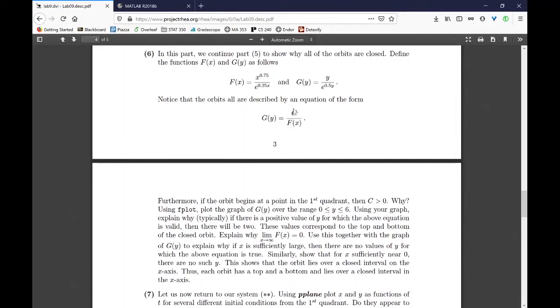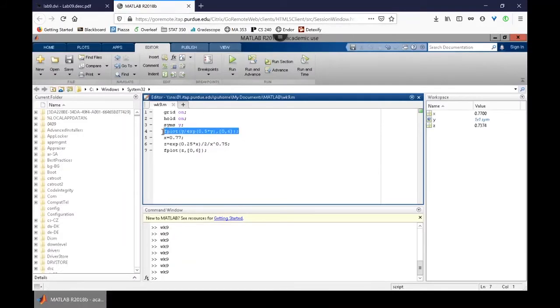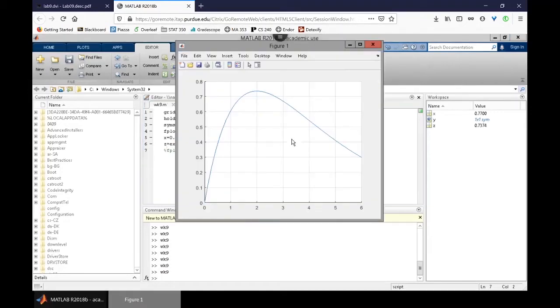Now, using fplot, plot the graph of g of y over this range, and using your graph, explain why if there is a positive value of y for which the above equation is valid, then there will be 2. So we actually already have this plotted out almost. We could just comment out this over here and get our graph. And you can see that for most any value of y for which this works, we also have a second value of y on the other side, right? So here, here, and there's only one value of y at the very top here where there's only one single value.